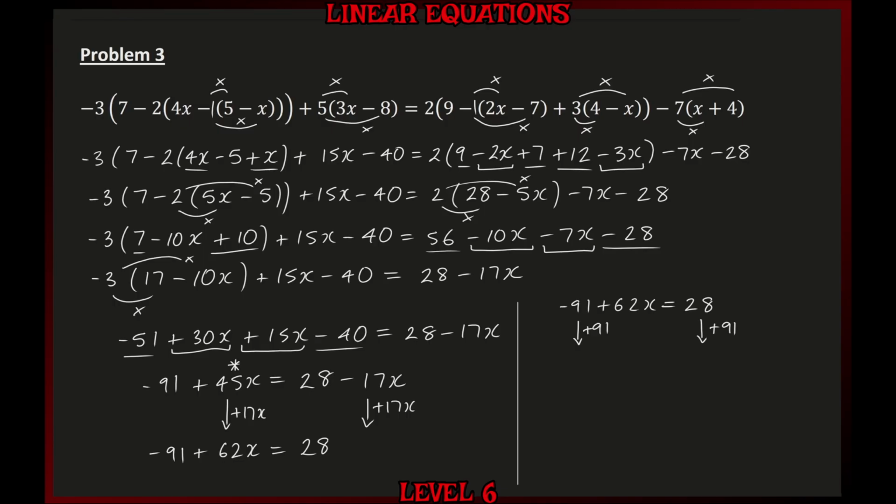So on the left, the minus 91 and the plus 91 cancel out to leave us with 62x, and on the right, 91 plus 28 gives us 119. Finally, we need to remove the times 62 from in front of the x, and we can do this by dividing by 62, and we do exactly the same on the right. And on the left, the times 62 and the divide by 62 cancel out to leave us with x, and on the right, 119 divided by 62 can just be written as 119 over 62. So x is equal to 119 over 62 is our final answer to problem 3.